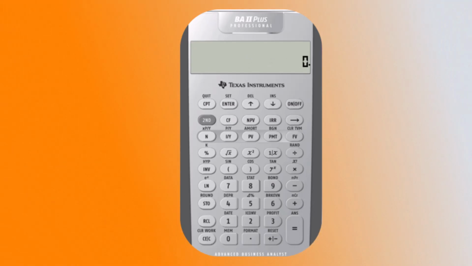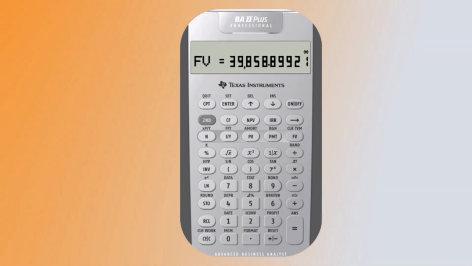We'll clear our time value money inputs. We'll type 32 and N. I'll type 5.5 and divide it by 4. Confirm that it is a 1.375 quarterly rate. 0 for the present value. Negative 1,000 for the payment. Compute. Future value. When I do that, I find that the future value of this set of cash flows is $39,858, and we'll just round that to 90 cents.